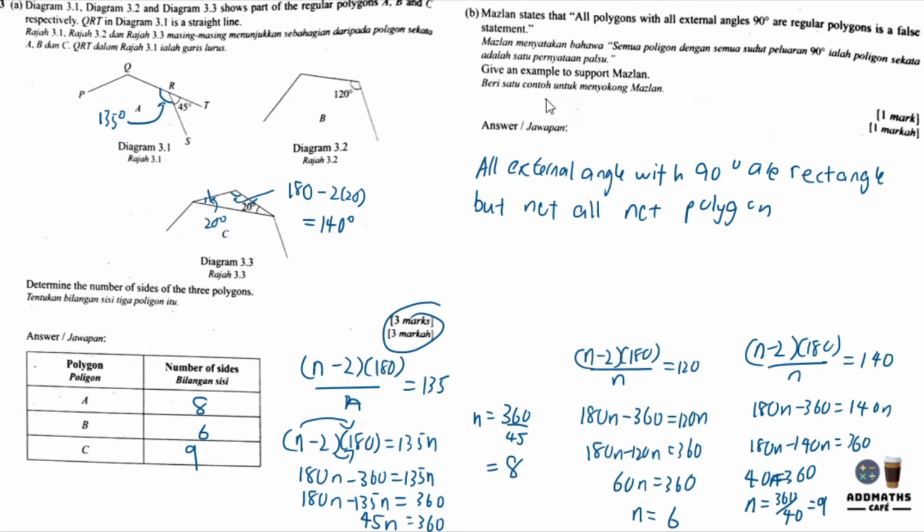So give an example to support Masalan. If you can see a rectangle, 90 degrees in interior, the external angle here will also be 90 degrees. All right, only for rectangle or square. The best way is you write quadrilateral.